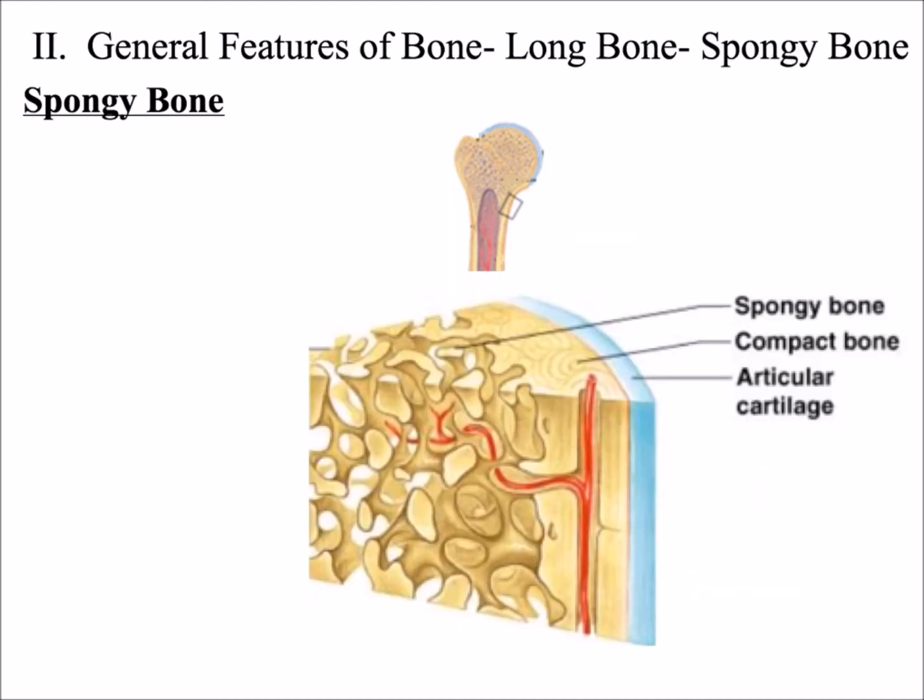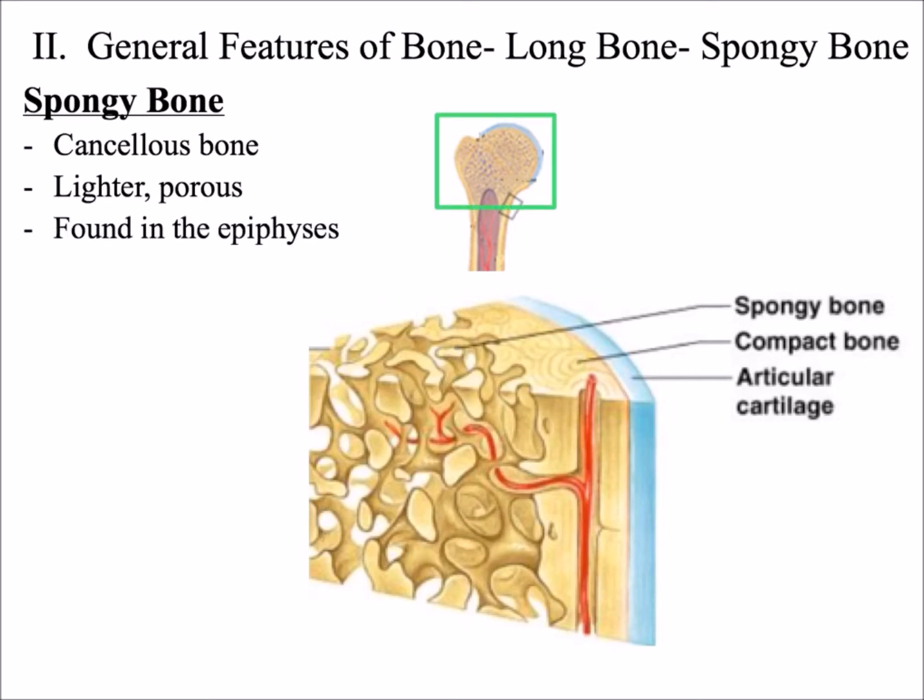So the second type of bone is called spongy bone. Spongy bone is also known as cancellous bone. That's the actual name, but I'll never call it cancellous bone. Spongy bone makes a little more sense because it looks like a sponge. Spongy bone is very light. It's very porous. In other words, it has a lot of holes. It's found in the epiphyses of long bones. So here's an epiphysis, and you can see that there's spongy bone located there.